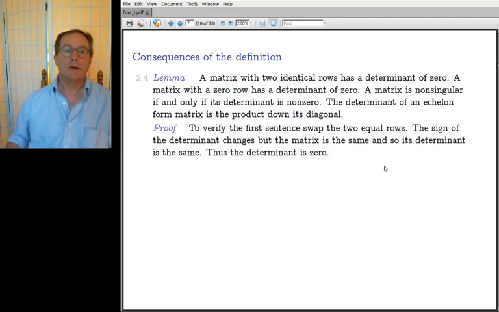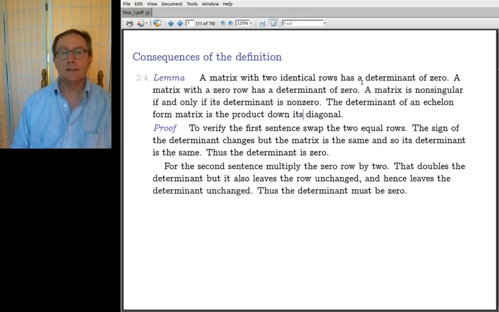Okay, so I'm going to verify the four statements one at a time. So to verify the first sentence, if it's got two identical rows, then it has a determinant of 0. So you swap the two rows. If you swap the identical rows, you get the same matrix. But one of the conditions says that the sign of the determinant changes. So the only way that could be is if the determinant is 0.